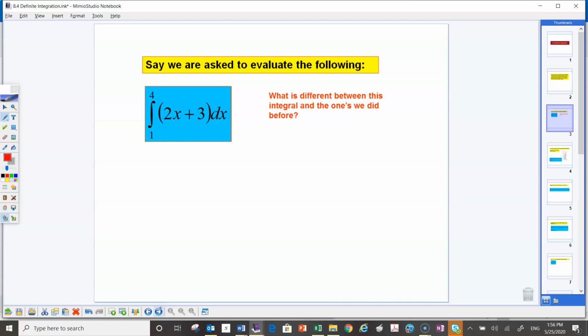Say we're asked to evaluate the following integral. What do you notice differently about this integral and the ones we've been doing so far? Well, I'm hoping you notice that these have numbers attached on the bottom and on the top of the integral sign, and those are called our upper and lower limits.